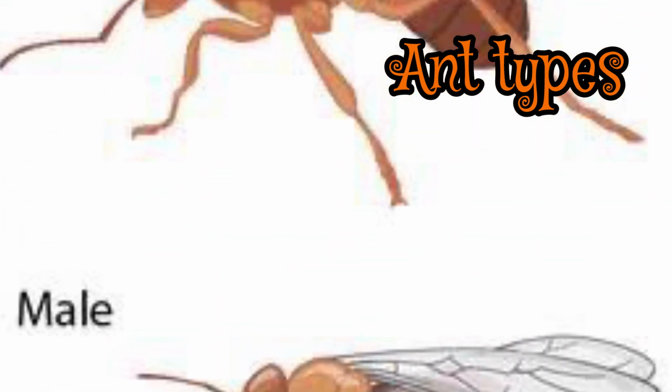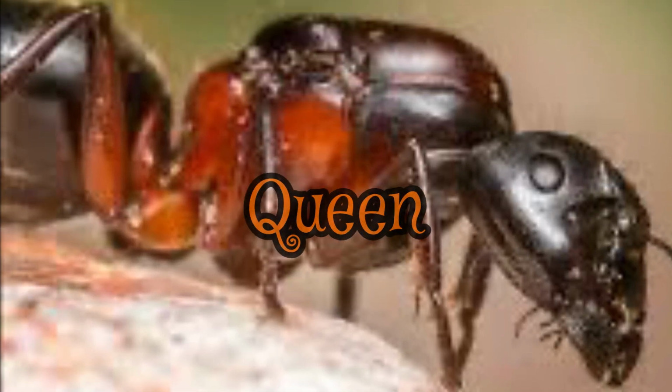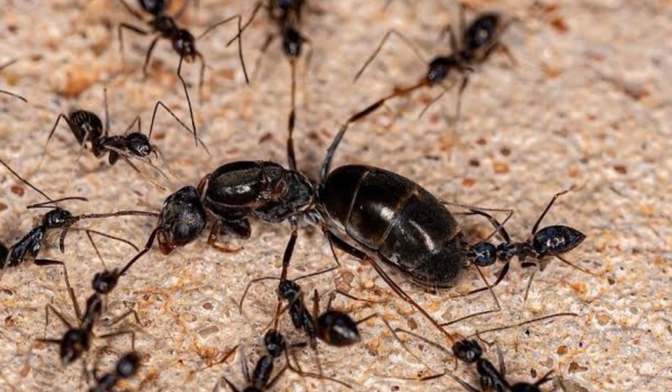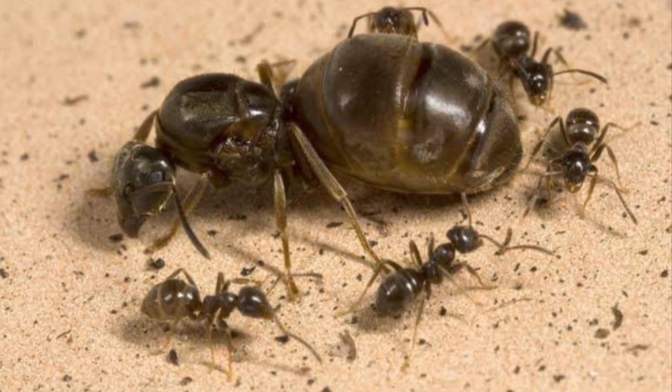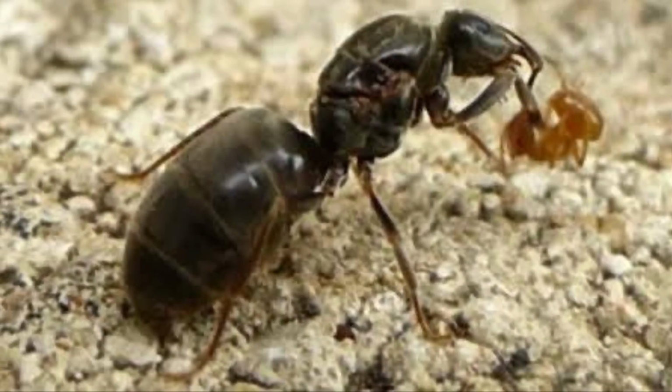The first ant type is the queen, the leader of the colony responsible for laying eggs. Queens are usually larger than workers and can live for decades.